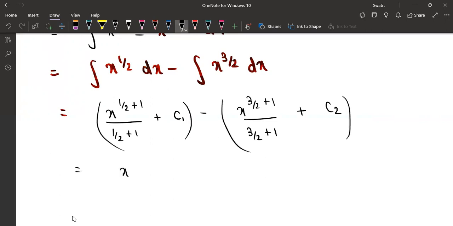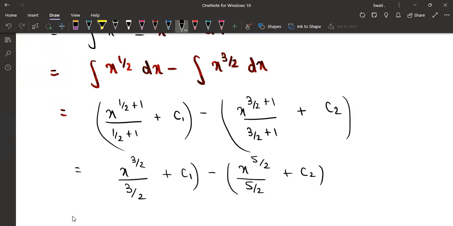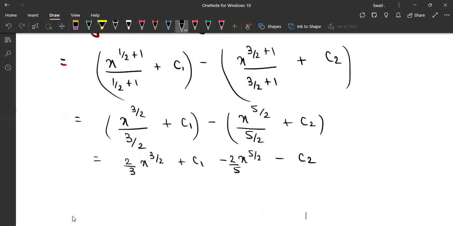Now this will become x raised to half plus 1, which simplifies to 3 by 2, plus the constant of integration, minus x raised to 3 by 2 plus 1, that is 5 by 2, upon 5 by 2, plus the second constant of integration. Now if you simplify this, it will become 2 by 3 x raised to 3 by 2 plus c1 minus x raised to 5 by 2 with 2 by 5, and then minus c2, right? Of course, we have removed the bracket, so minus into plus is minus.